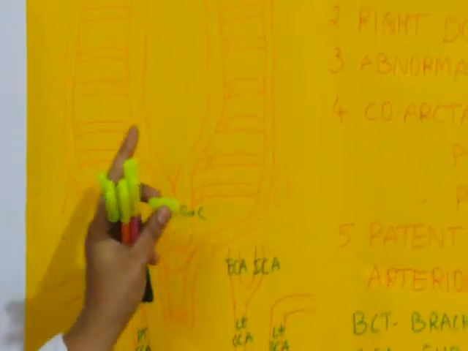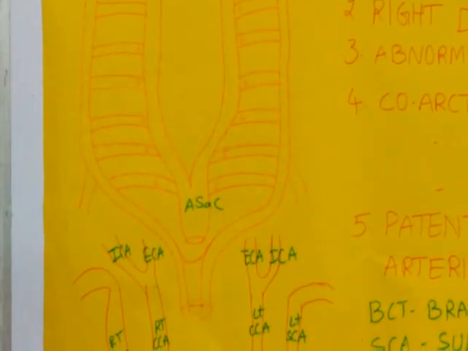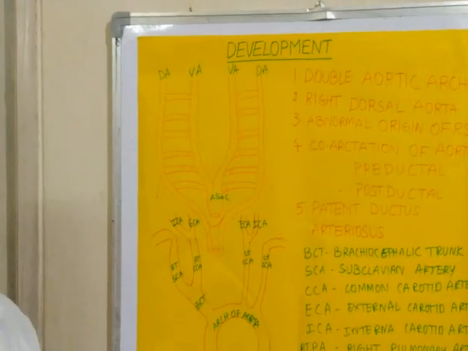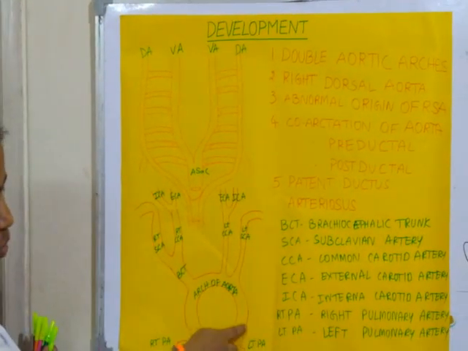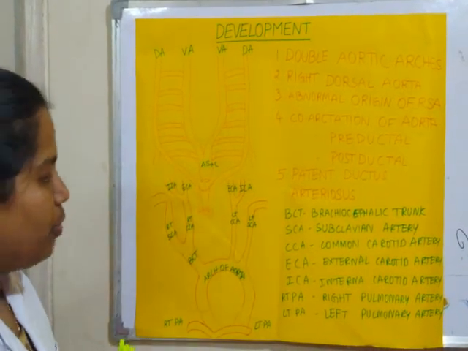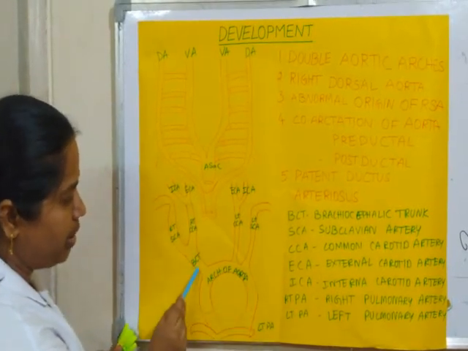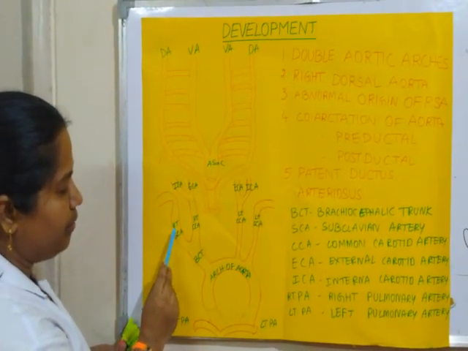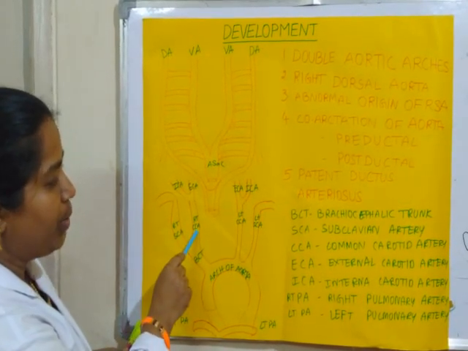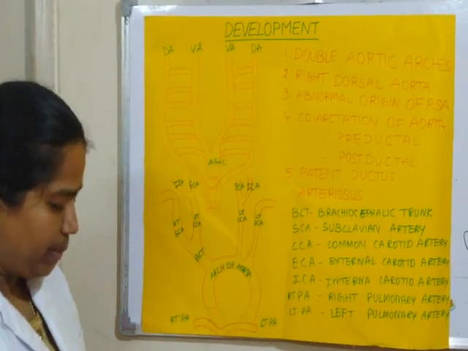From these 6 arches and the ventral aortas and dorsal aortas, we see the development of blood vessels of the head and neck region and thorax, including the arch of aorta. So what are the blood vessels we have to know? First one is the arch of aorta, then the brachiocephalic trunk, which divides into the right subclavian artery and right common carotid artery, then the left common carotid artery and left subclavian artery.